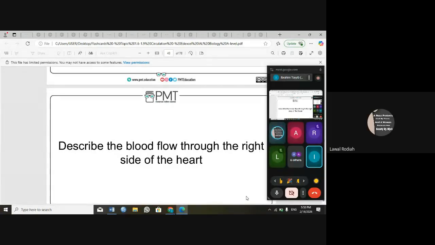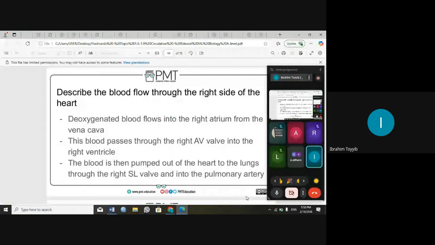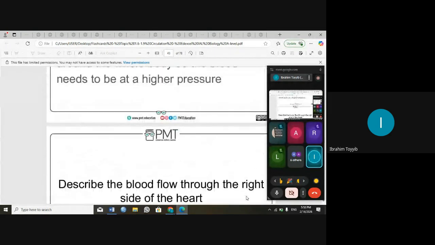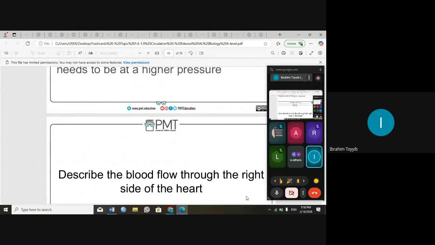It will close. Why will it close? To prevent backward flow of blood. Okay. We have not even described the type of blood. Is it deoxygenated or oxygenated blood that is coming from the body? Deoxygenated blood.